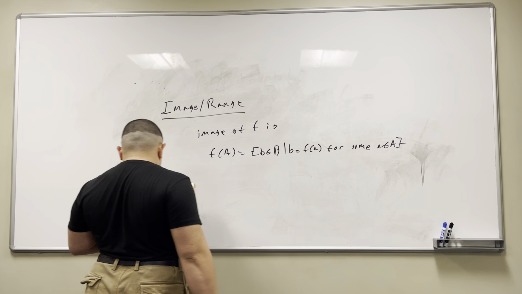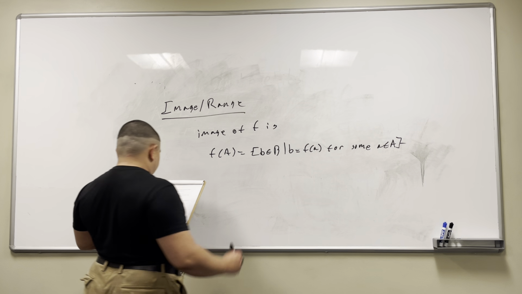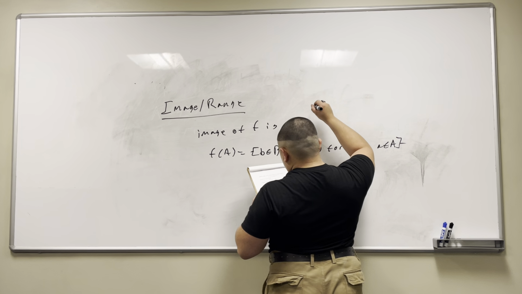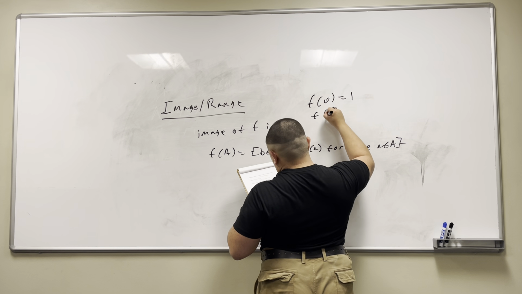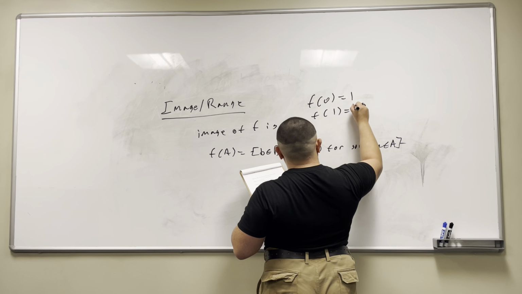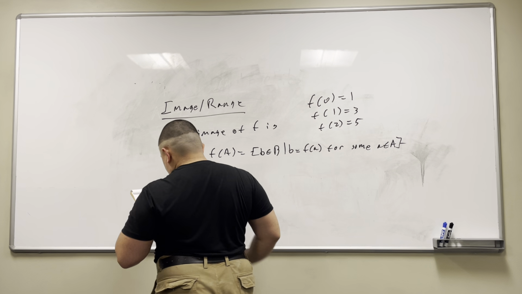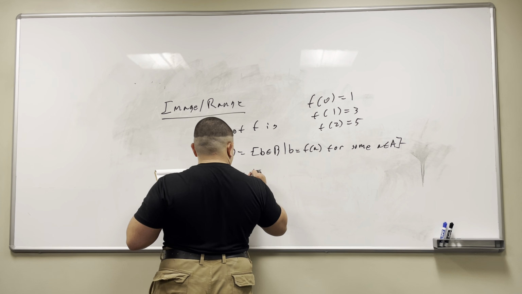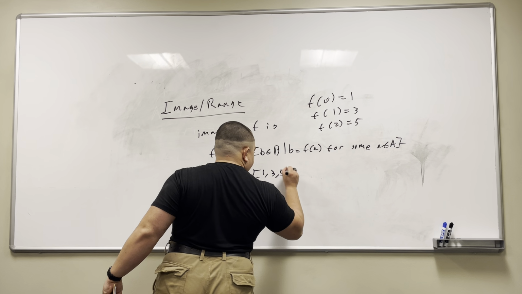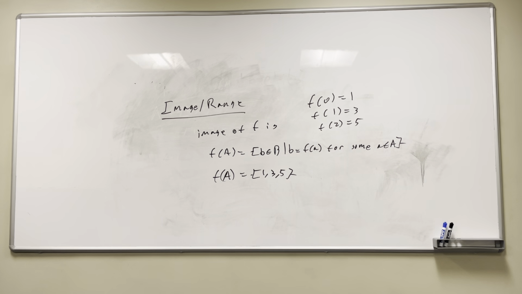For example, in the example earlier, f of A, I shouldn't have erased that so quickly, but remember we had f of 0 is equal to 1, f of 1 is equal to 3, f of 2 is equal to 5. f of A in that example would be equal to {1, 3, 5}. Right, so let's clarify.